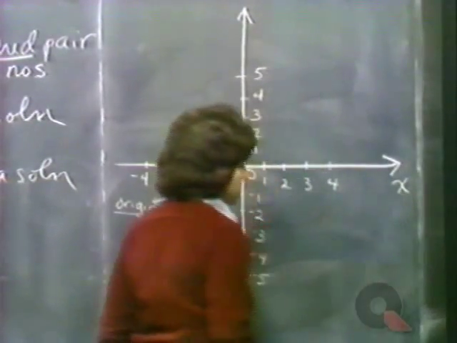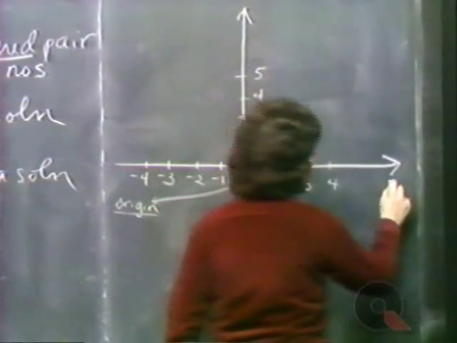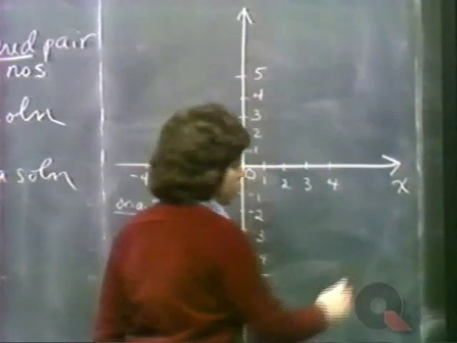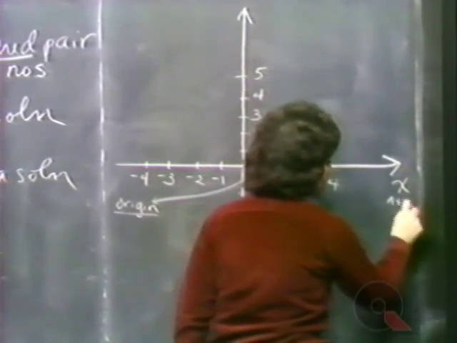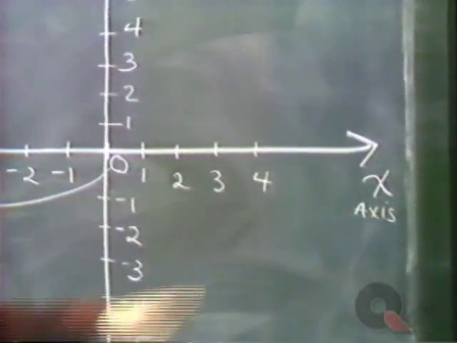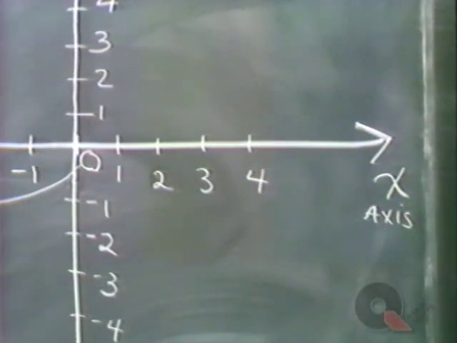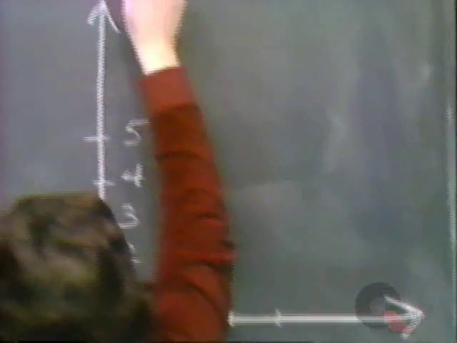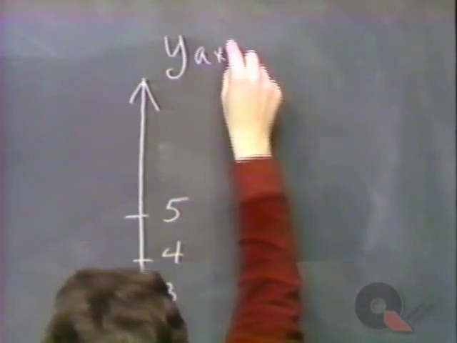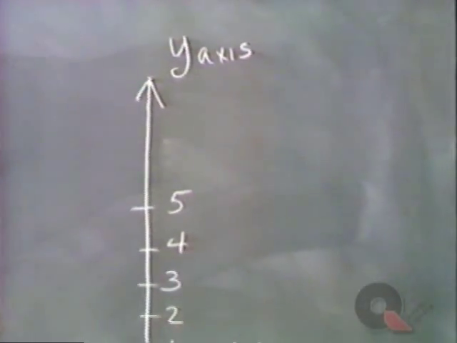The horizontal number line we will call the x-axis. We generally just write x here. This is the x-axis, the horizontal number line. The vertical number line we will call the y-axis. And generally we just write y there.